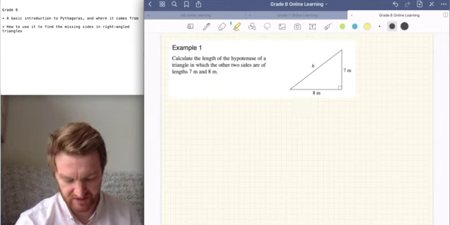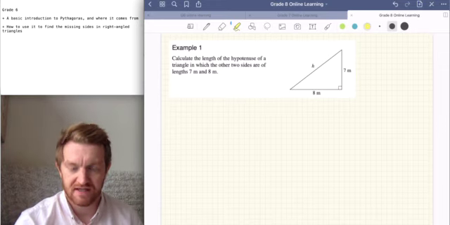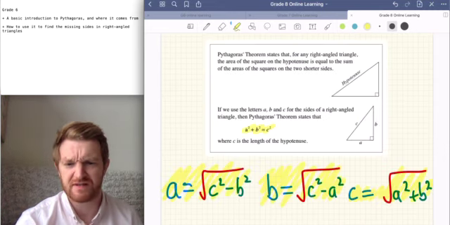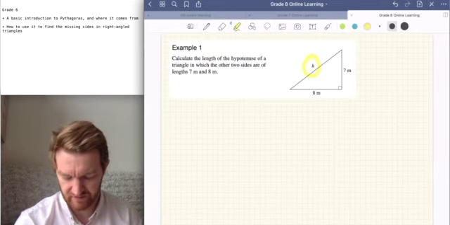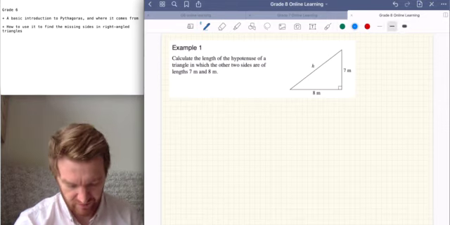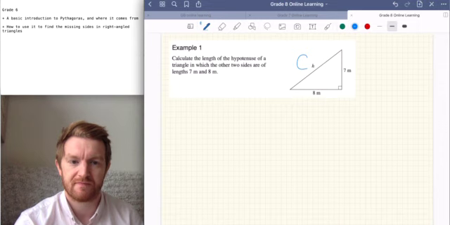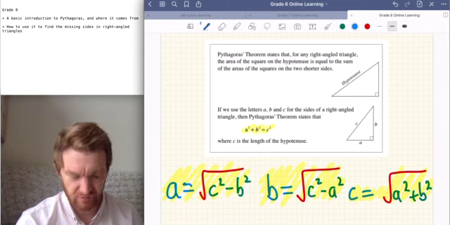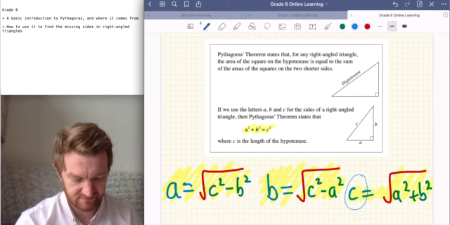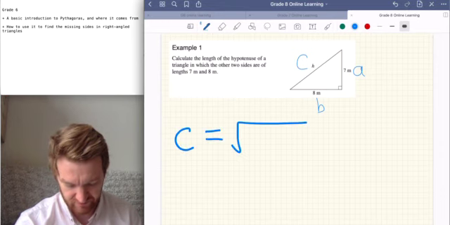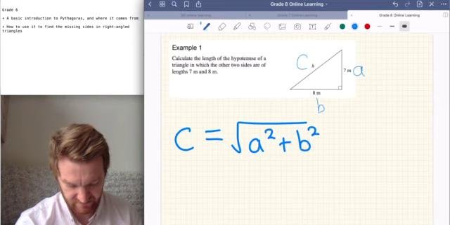So let's just jump straight into an example. Here's a question. It says calculate the length of the hypotenuse H. It gives you the two sides 7 and 8, and it says find H. Now I know you're thinking we've used A, B, and C, and now we're talking about H. What's going on there? But don't worry. An easy little trick you can do is just label your triangle. We know the longest side is going to be C, and the other sides are going to be A and B. We choose the right formula. Well, we want to find out what C is, so we can say C is equal to the square root of A squared plus B squared.